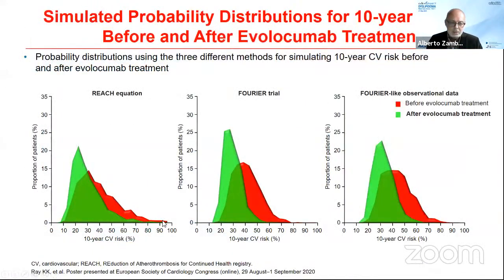If we look at the distribution of a calculated 10-year risk in three ways, the Rich equation, the Fourier trial, and Fourier-like observation, the red curve is the distribution of the estimated 10-year cardiovascular risk before the evolocumab, and with the evolocumab, there is a shift, and that's the green area. There is a shift, no matter what calculator we are using, towards the left, towards lower cardiovascular risk once you use evolocumab, again, as compared to the pre-treatment cardiovascular risk. The 10-year cardiovascular risk improved no matter what calculator we are using by the use of evolocumab.